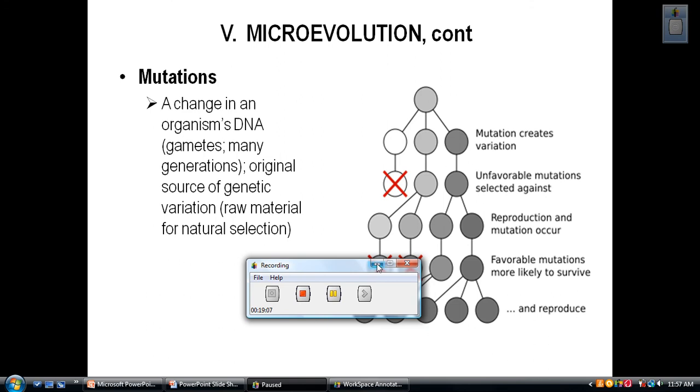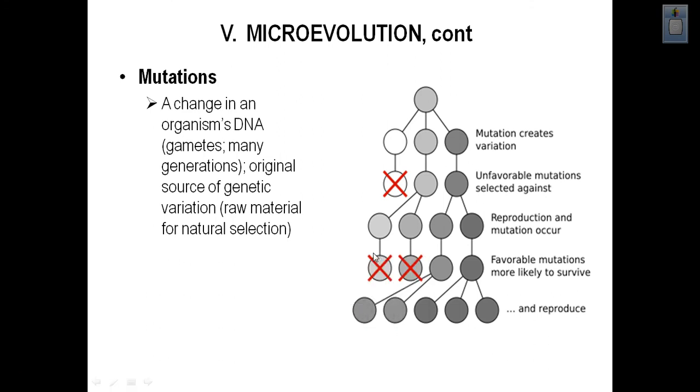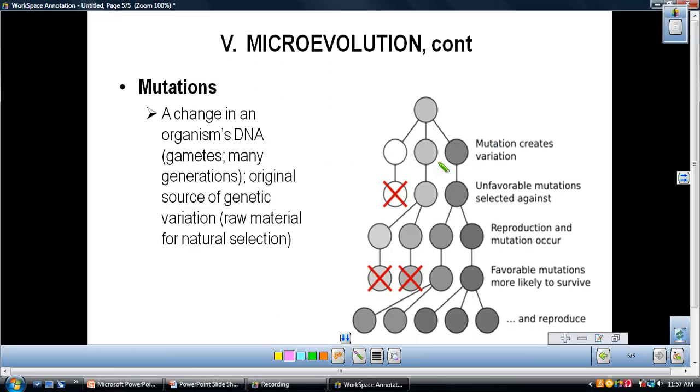The next example, one of the causes of microevolution, is mutations. This is actually the raw material for natural selection. Mutations occur and are the raw material because they create variation, but whatever mutation is more beneficial is the one that's going to be passed on to the offspring.